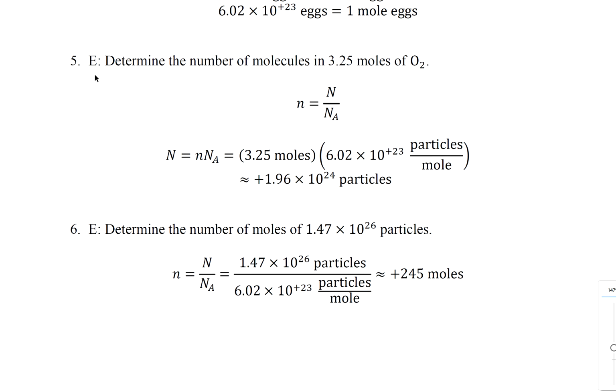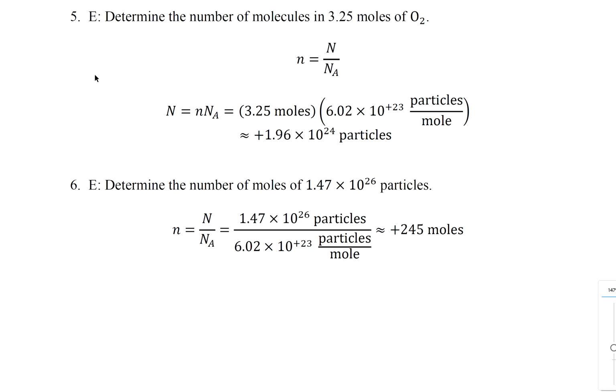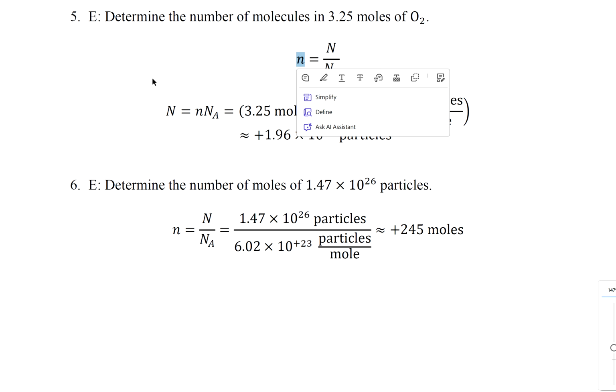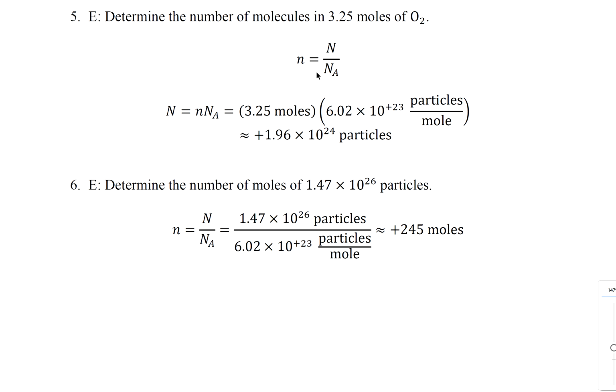Question 5. Determine the number of molecules in 3.25 moles of O2. So they gave you little n, and we know what N sub A is. It's a constant. So we could just solve for big N.